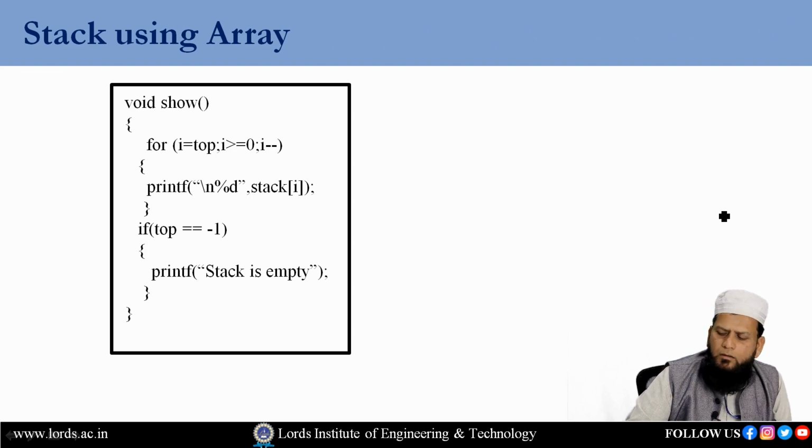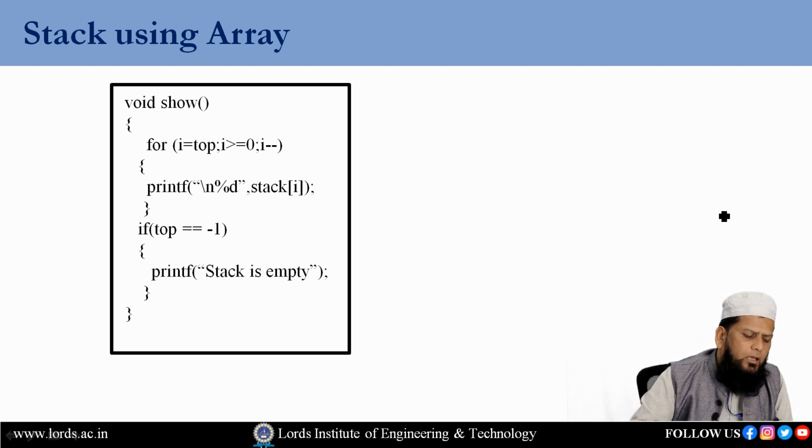Now the next operation which we can perform on stack is traversing the stack. It means displaying all the elements of the stack. So for this purpose we have shown a show function, and the return type is void, because the displaying of elements is taking place inside the function only.